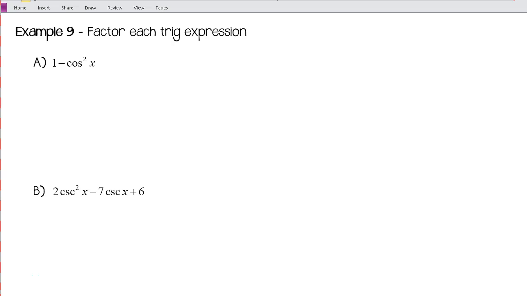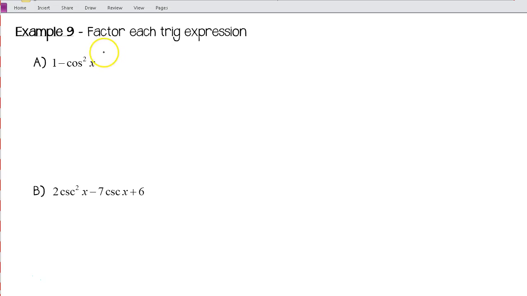We're working on identities. So for example 9, I want to look at 3 examples of factoring, because factoring is a pretty important technique when you're verifying identities or establishing identities, and when you're simplifying using identities as well.